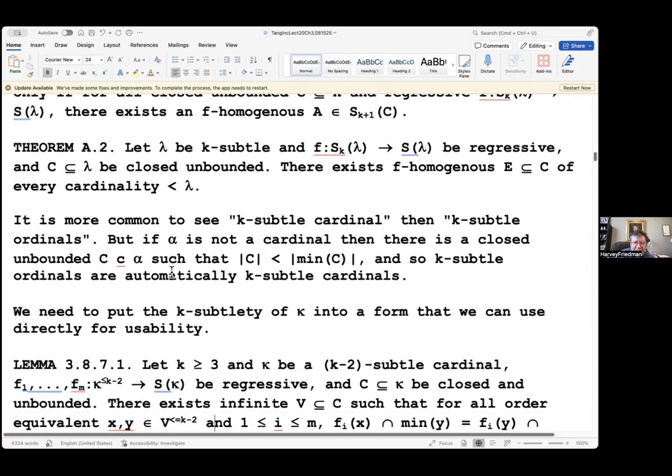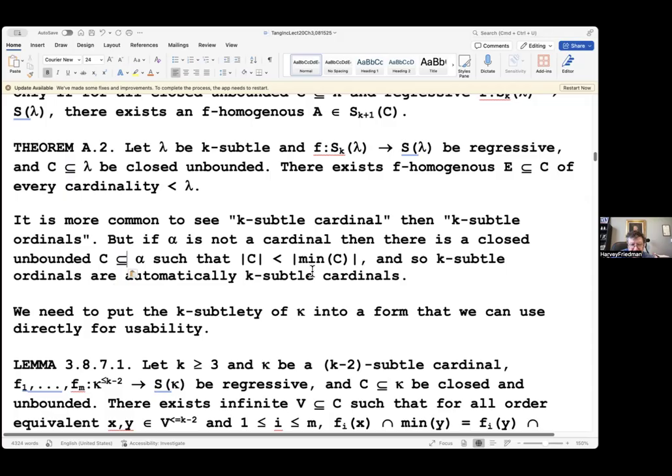All right. So in my setup, I have k subtle limit ordinals, but k subtle cardinals are much more common to read than k subtle ordinals. But it doesn't make any difference, because if alpha is not a cardinal, there's a closed unbounded set C, that should be an inclusion sign, contained in the ordinal, of cardinality smaller than the minimum of C.